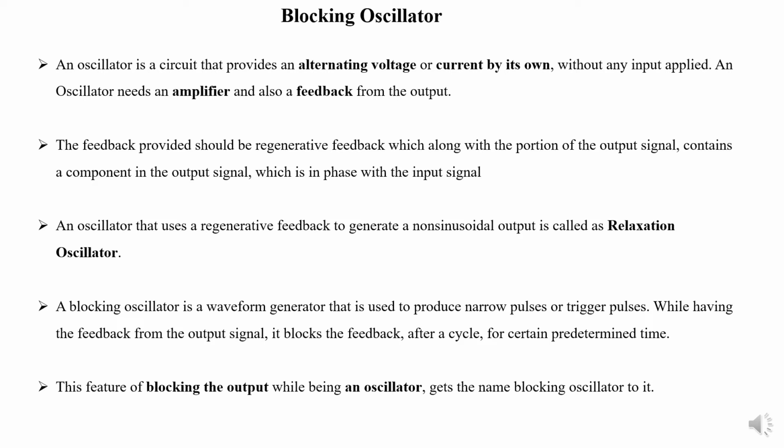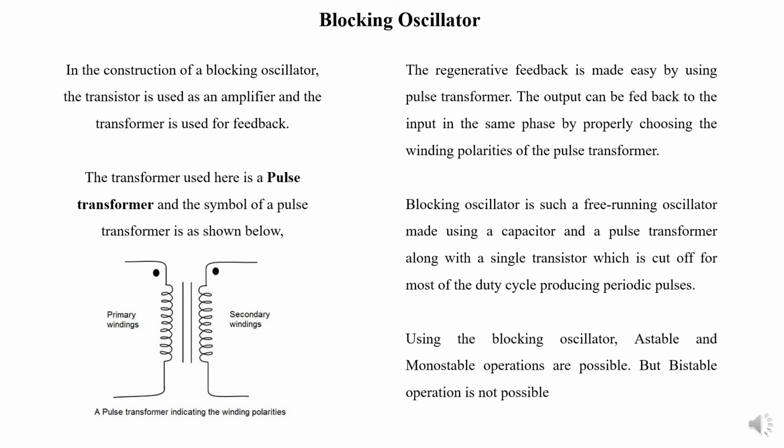If a circuit is made by considering all that, such circuits are known as blocking oscillator circuits. If you consider the construction of a blocking oscillator, a transistor is used as an amplifier and the transformer is used for regenerative feedback. The transformer we use and its symbol are represented in the figure below. The transformer we use here is a pulse transformer.